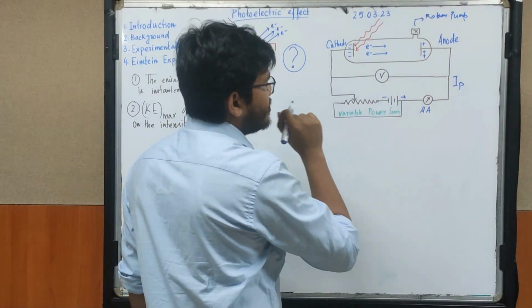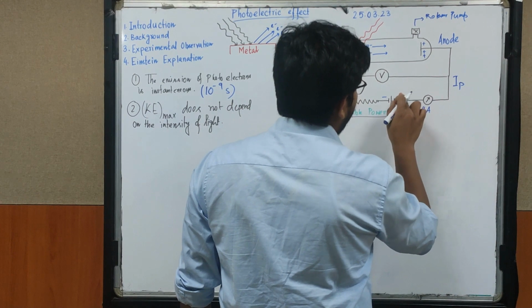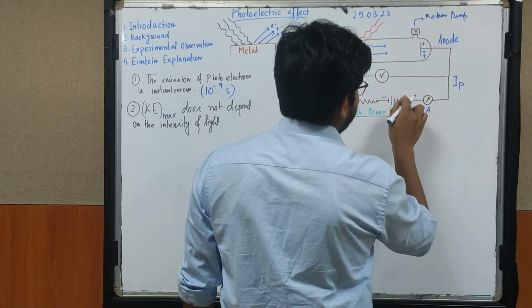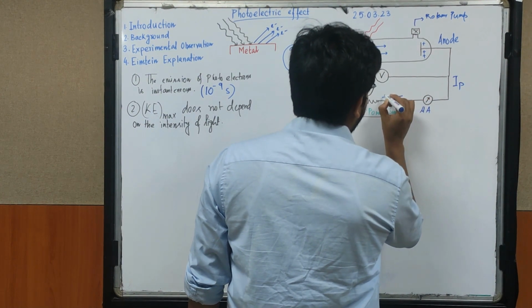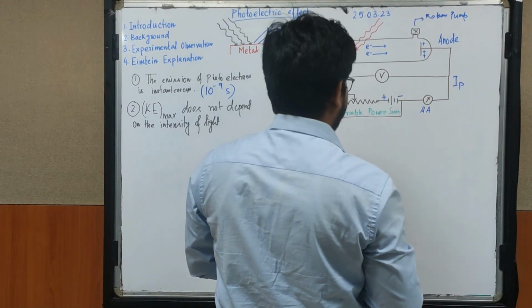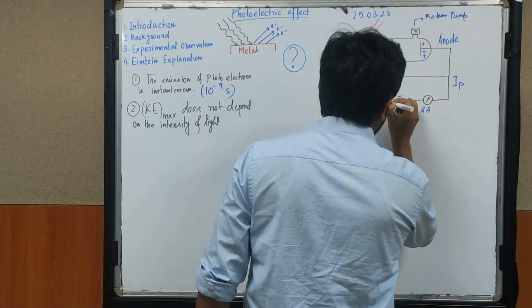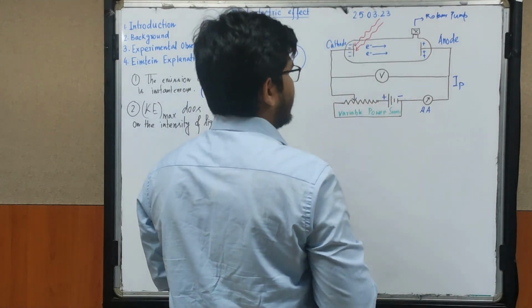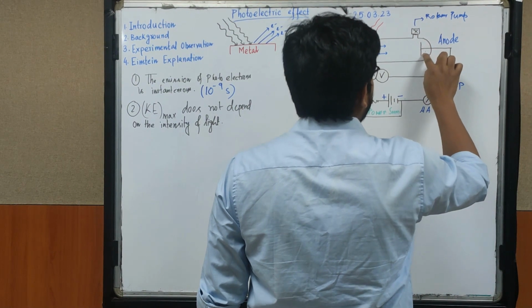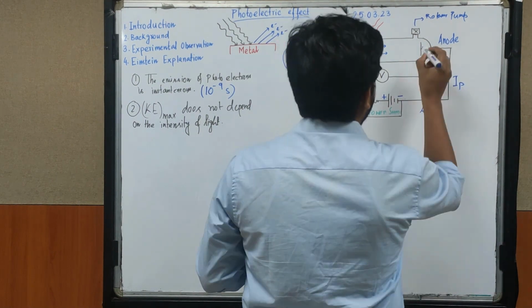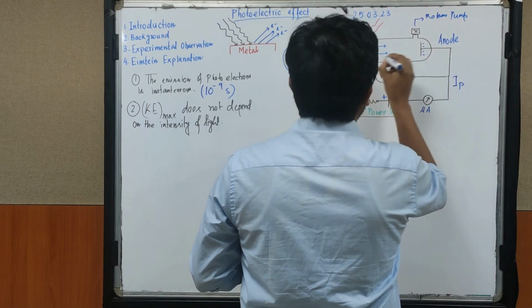How to do that? To do that, you reverse the polarity of this variable power source. So now this is your negative terminal and this is your positive terminal. Okay. So now the cathode is connected to the positive terminal. So there will now be a negative potential coming here, and this will be positive.